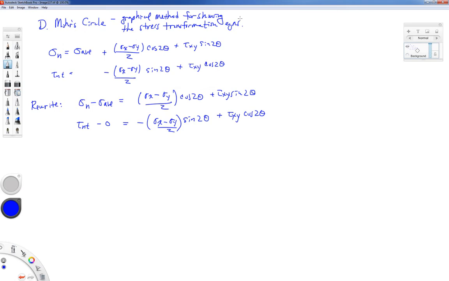The next equation is for tau nt, the shearing stress at any arbitrary angle. Tau nt is equal to minus sigma x minus sigma y over 2 times sine 2 theta plus tau xy cosine 2 theta. What I'm going to do first to get a circle out of all this mess is rewrite these equations just slightly. I'm going to put all the functions of theta on the right-hand side, and everything else on the left-hand side. So I have sigma n minus sigma average equal to those functions of theta, and tau nt equal to those other functions of theta. The next thing I'm going to do is square both equations and add them together.